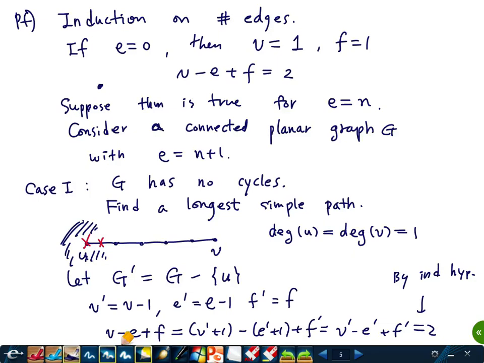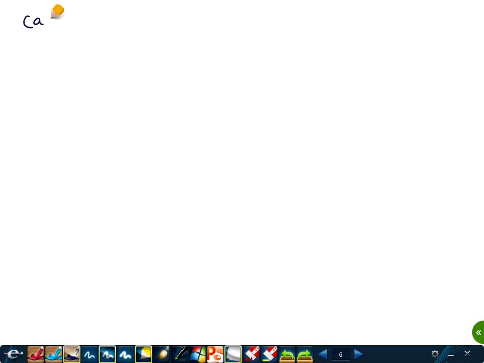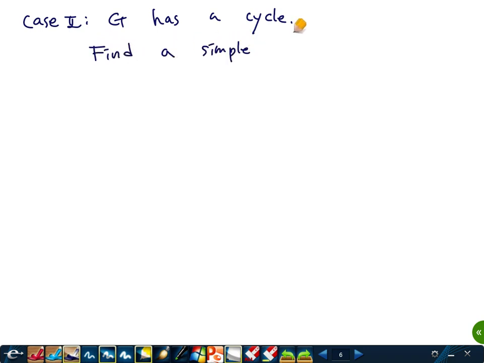Now we have to consider the case when G has a cycle, at least one cycle. Is this fine? So case 2, G has a cycle. Then find a simple cycle. Simple cycle means you don't have any repeated vertices in the cycle.